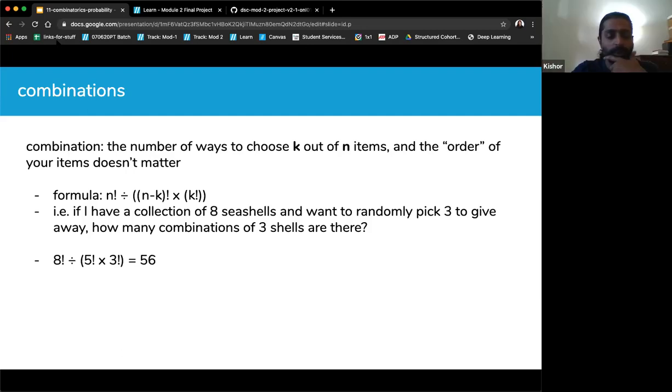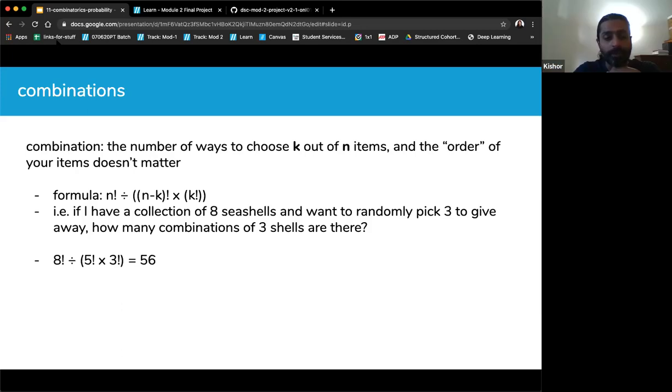One quick question. If I just remove the factorials, it's like 8 divided by 5 multiplied by 3, that's 15. So not exactly. It's actually divided by 5 factorial times 3 factorial. So it's not really 15.